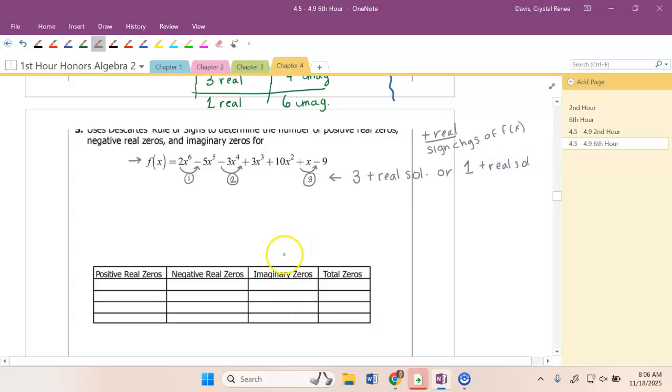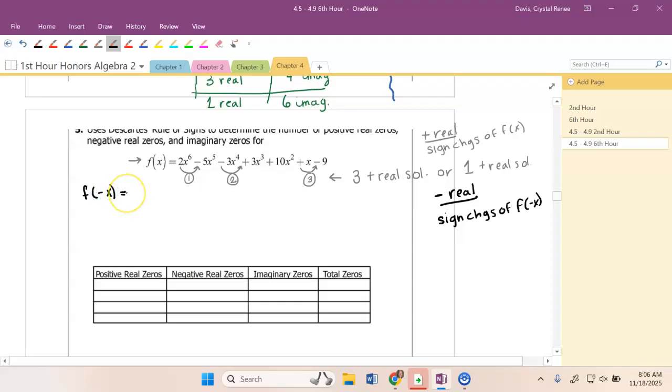Okay, so 3 or 1 positive real solutions. Like I said, we don't get a definitive answer. We just have possibilities. Now our negative real solutions come from the sign changes of f of negative x. So before we do that, we have to find our f of negative x.